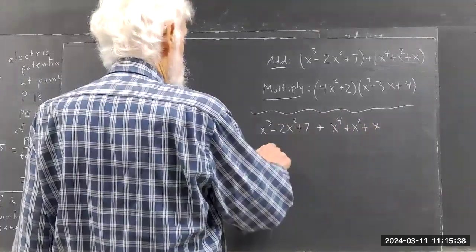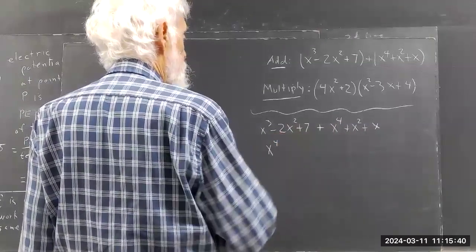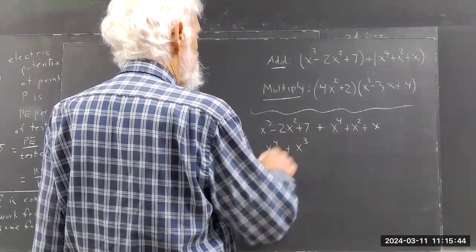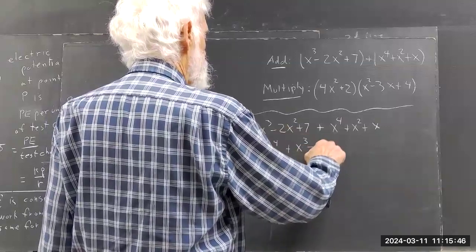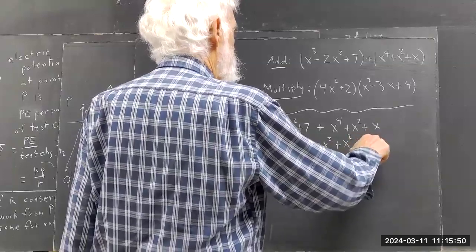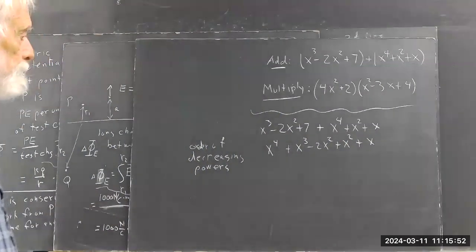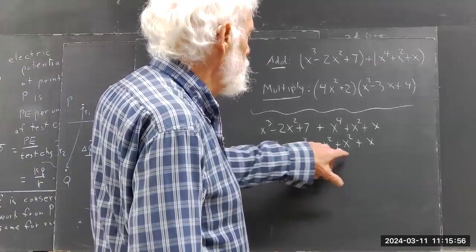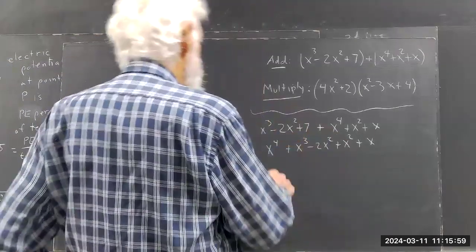So the highest power is x to the fourth, so there it is. And then the next power is x to the third. And then we got a negative 2x squared and an x squared and an x. Okay, well, we got negative 2x squared plus x squared.